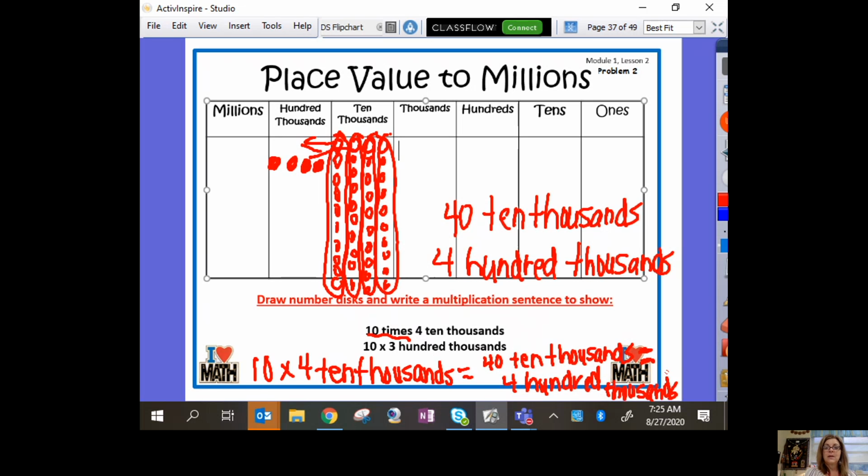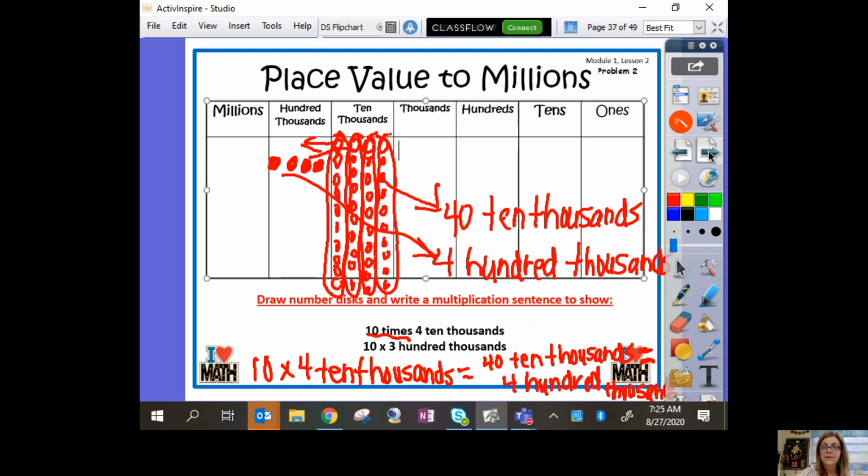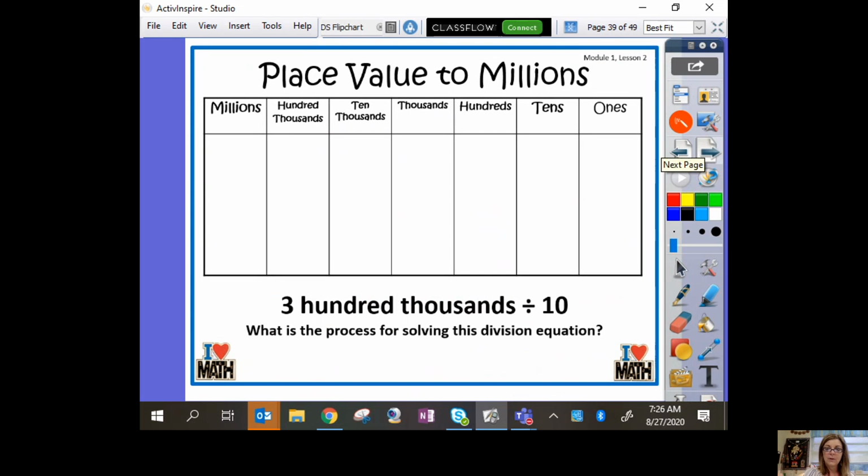Okay. And so we saw this as we went. This was our 40 10,000s. This is our 400,000s. And we started with 4 10,000s. We multiplied it. So that's kind of a long multiplication sentence, but that helps us to understand this process and how it relates to each place value when we move it to the left. So let's look at our next problem here.